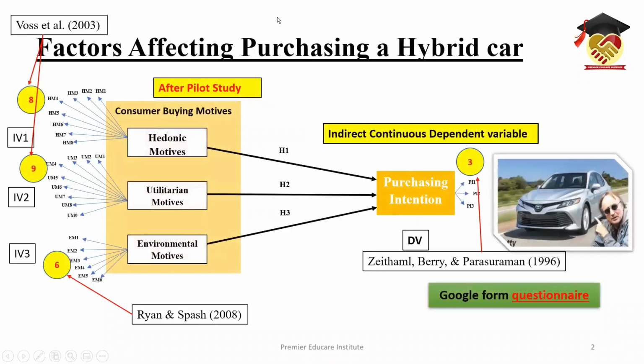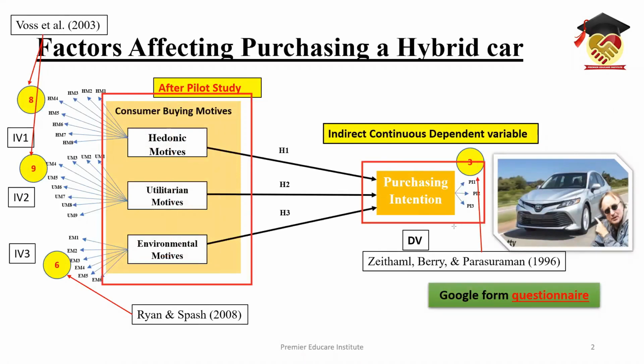You can see that here we have three independent variables, and here we have our one dependent variable. The first independent variable will be measured by using 8 items. The second independent variable, utilitarian motives, will be measured by 9 items, and the third variable, environmental motives, is measured by 6 items. So now I am going to test the validity of all these four constructs, right?